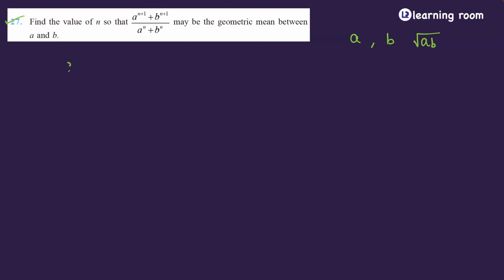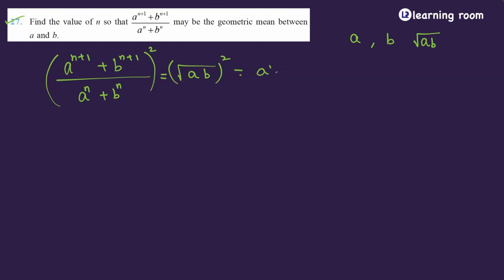So what they are saying is a power n plus 1 plus b power n plus 1, the whole divided by a power n plus b power n is equal to square root of ab. So if I want to eliminate the square root, I need to square on both the sides. So when I square on both the sides, what am I going to get? This side will be ab. Whereas here, what is it going to be?